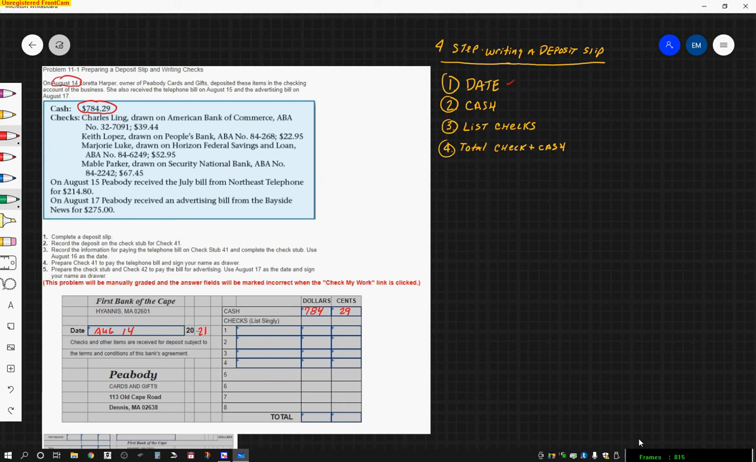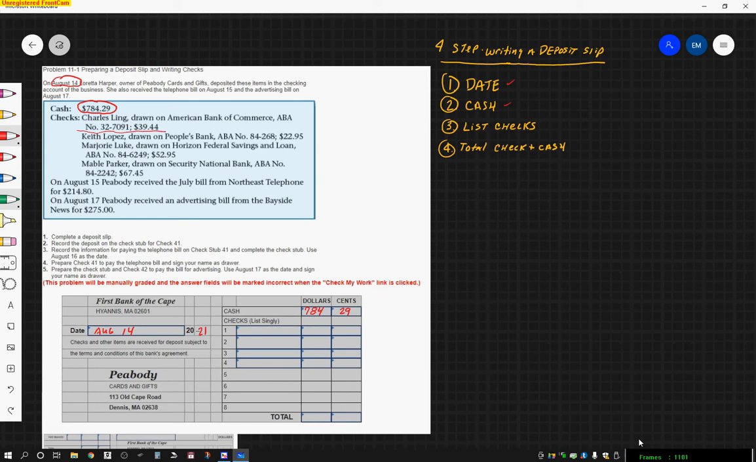Fair enough. All right, you can almost tell from looking at the actual deposit slip how it's structured. It looks like we're going to have 4 checks. So let's do ourselves a favor and take a look at the checks. Let's draw some lines here because it's a little confusing. They could have done a better job, in my opinion, listing the checks for us. But it says Charles Ling, drawn on the American Bank of Commerce, ABA number, and here's the dollar amount. So there's your first check right there.